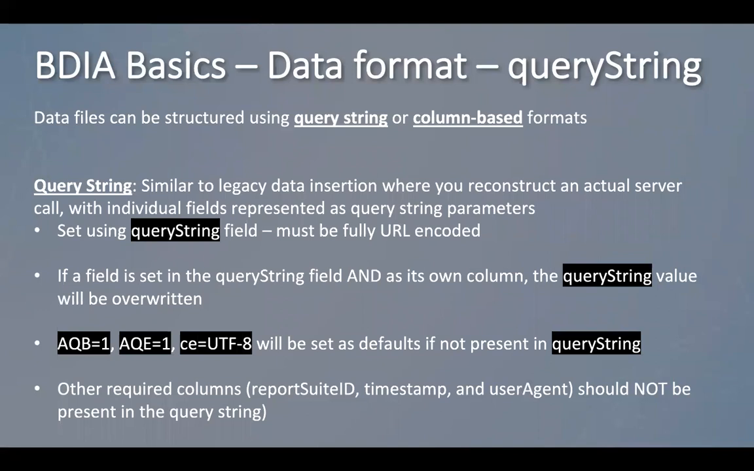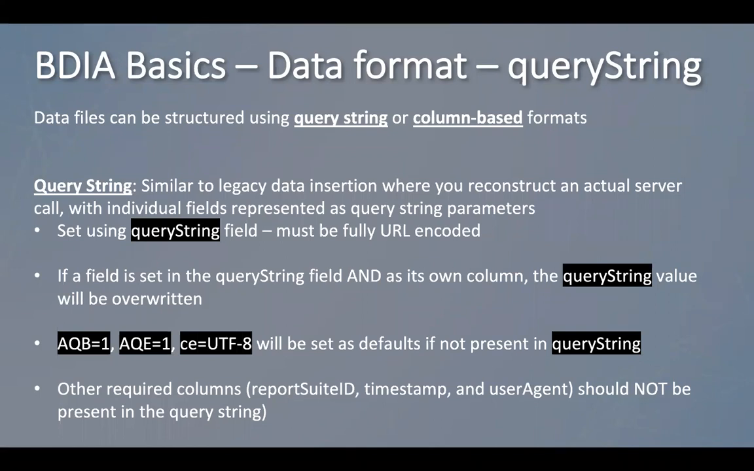So with the query string, similar to the legacy data insertion, you reconstruct an actual server call with individual fields represented as query string parameters. So you would basically set that using the query string field in the file, and the data inside the query string must be fully URL encoded, just like you would see if you were to inspect a network request from your website when the data gets sent off to Adobe Analytics. One kind of important part is if a field is set inside of the query string field and it's included as its own column, the query string field actually gets overwritten.